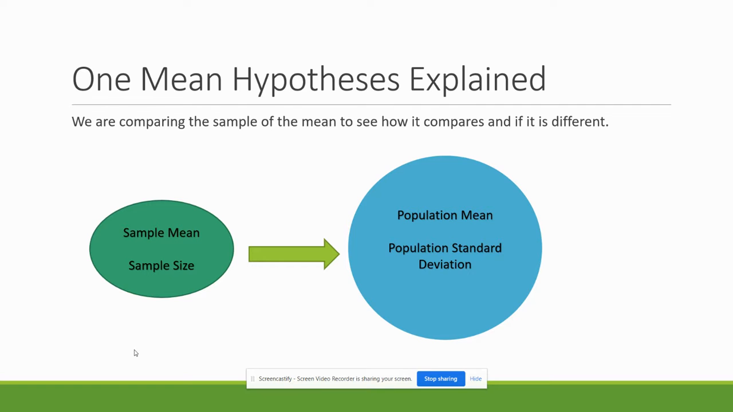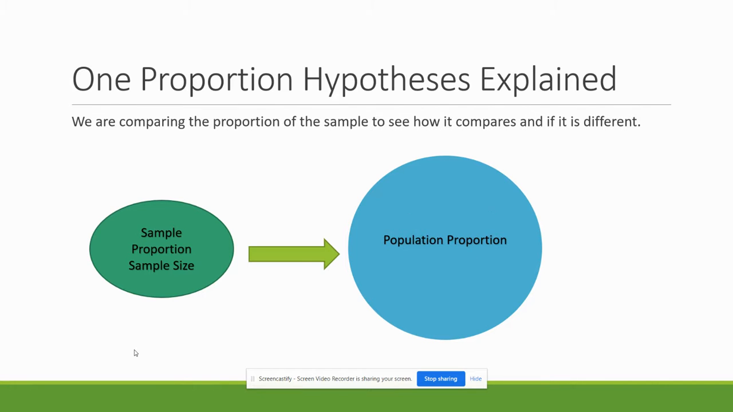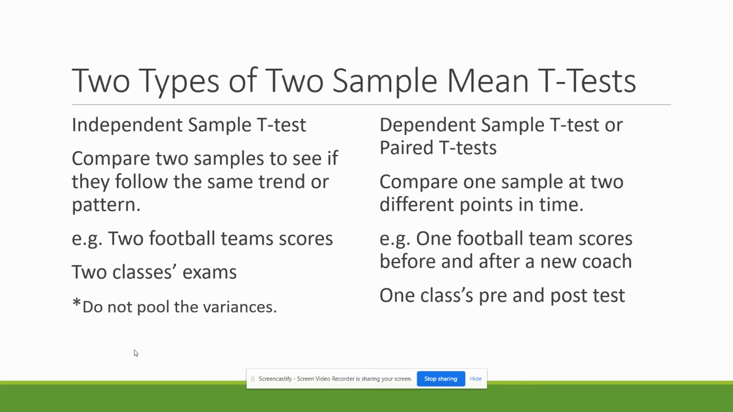So what are we doing? One mean hypothesis do this. They compare a sample mean and a sample size to a population mean and population standard deviation. And you may not always have the population standard deviation. Let me go back to that, but we're going to go into the depth of that in just a few minutes. Okay, so one proportion hypotheses, you're looking at a sample proportion, a sample size, and you're comparing it to the population proportion. You may not always have your sample size, but you will know basically what you're doing is you're comparing those samples to those population proportions.